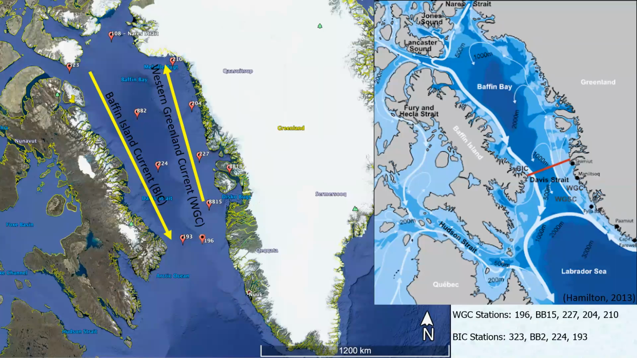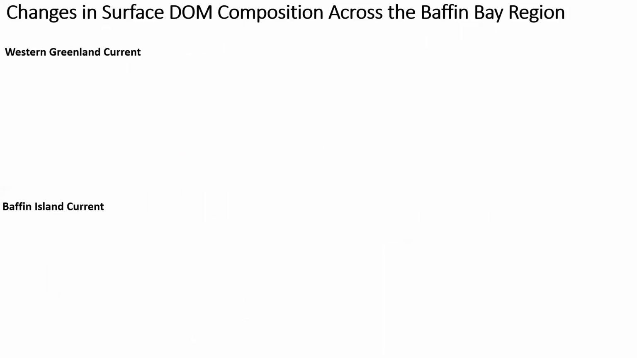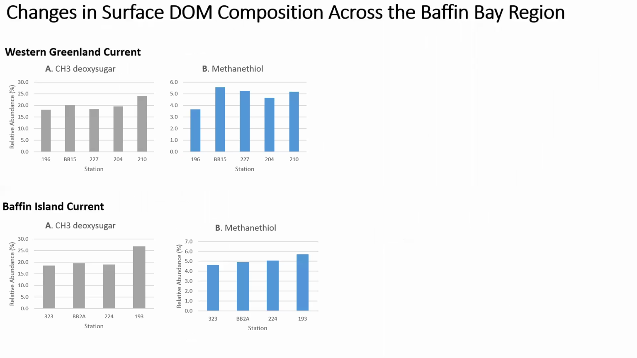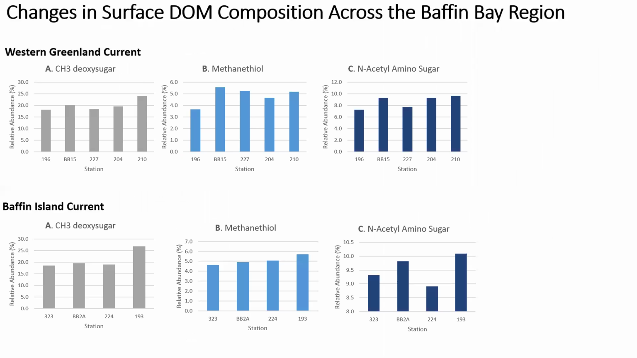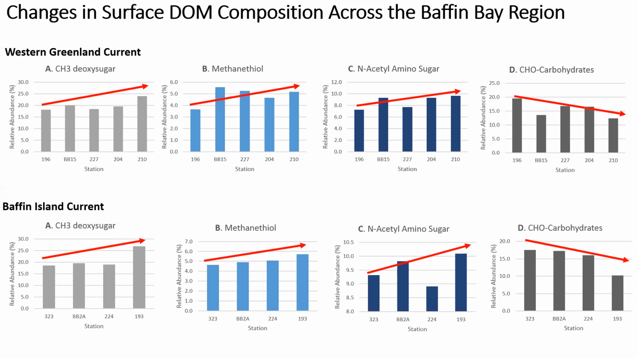I also applied this method to analyze the changing DOM in the surface water of Baffin Bay and found patterns that followed two major current systems, the Baffin Island current and the Western Greenland current. As the currents travel along their respective coastlines, the abundance of CH3-deoxy sugar, methane thiol, and N-acetylamino sugar all increase, whereas the CHO carbohydrates decrease in abundance.